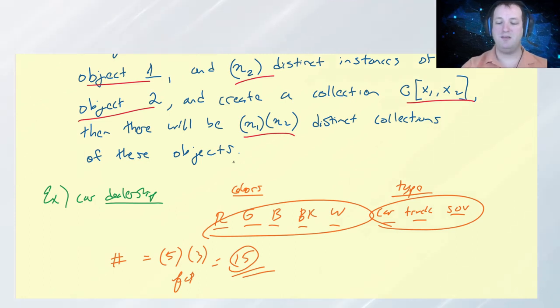And keep in mind these objects here, R, G, B, BK, and W, car, truck, SUV, they'll have to be distinguishable, else you won't be able to tell the difference, right? So you can't have red and count that as 2. You can only count that as 1.